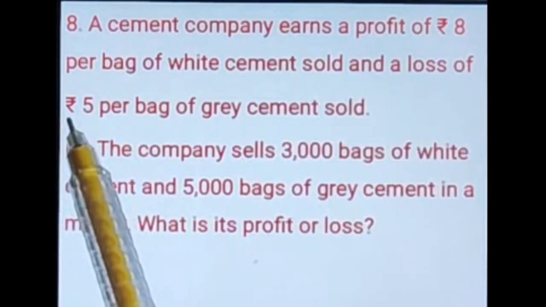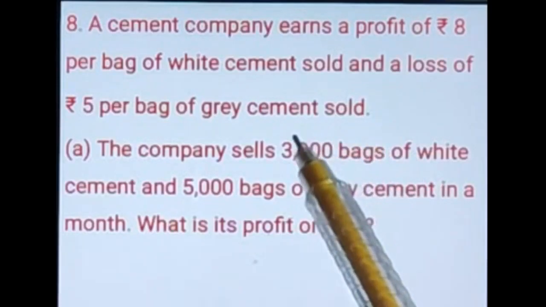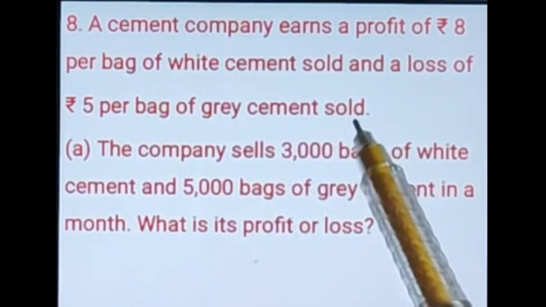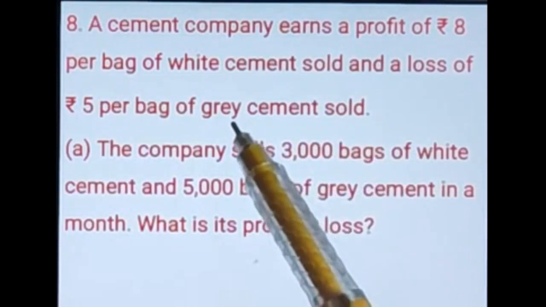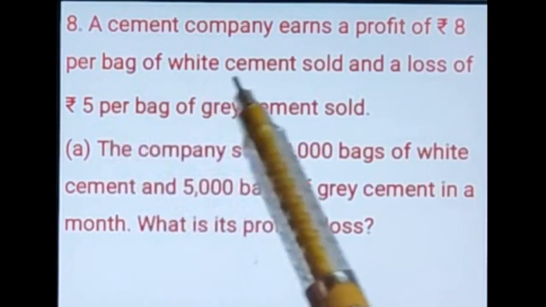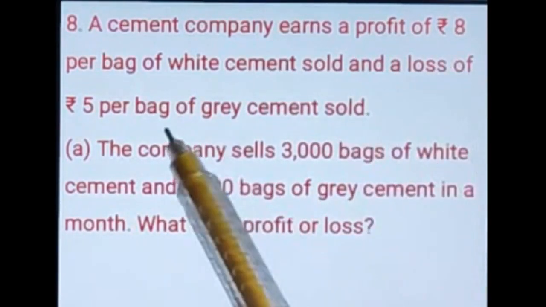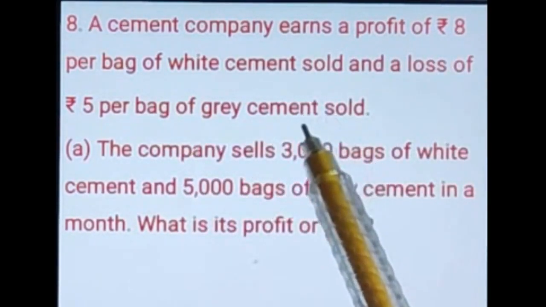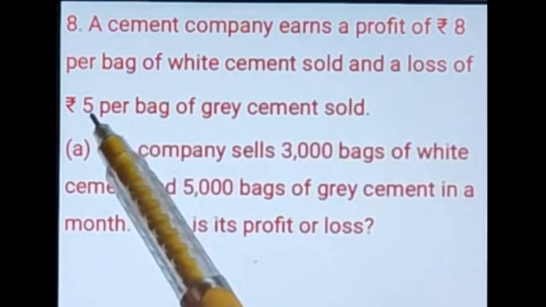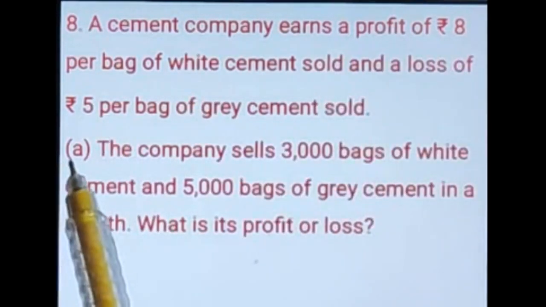a loss of rupees 5 per bag of grey cement sold. But whenever they are selling grey cement, they are having a loss of rupees 5. In white cement they are having profit of rupees 8, and whenever they are selling grey cement, they are having a loss of rupees 5. Remember this question. So now taking the idea of this, you have to solve number A question.